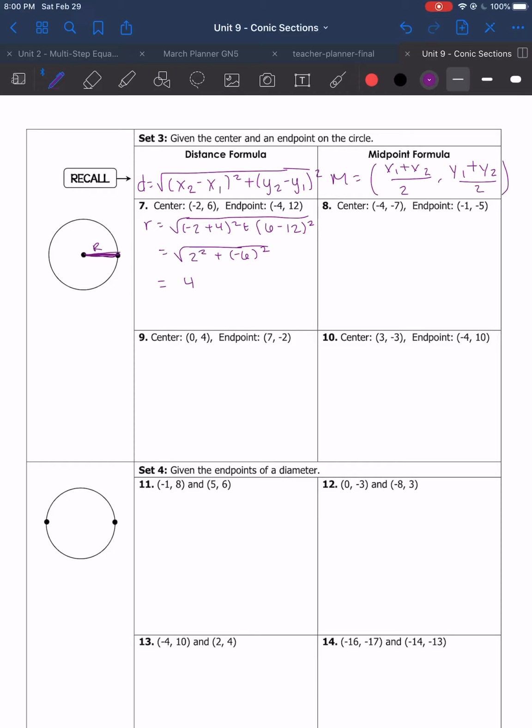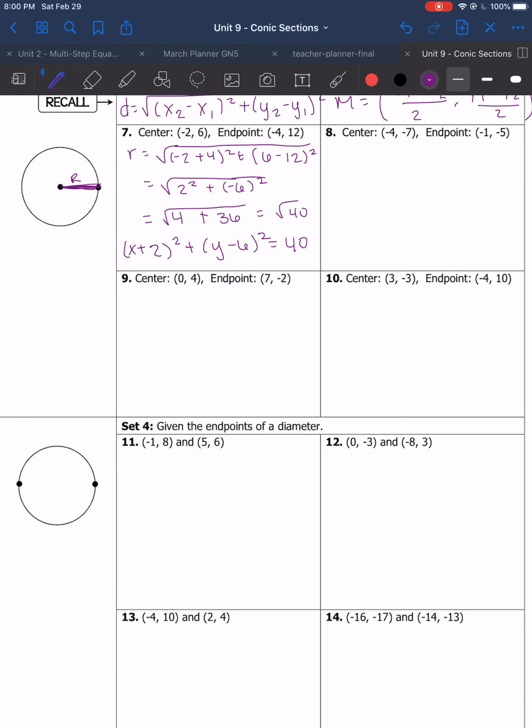2 squared is 4. 6 squared is 36. And I'm taking the square root. The square root of 40. So I'm going to have (x plus 2) squared plus (y minus 6) squared equals 40.